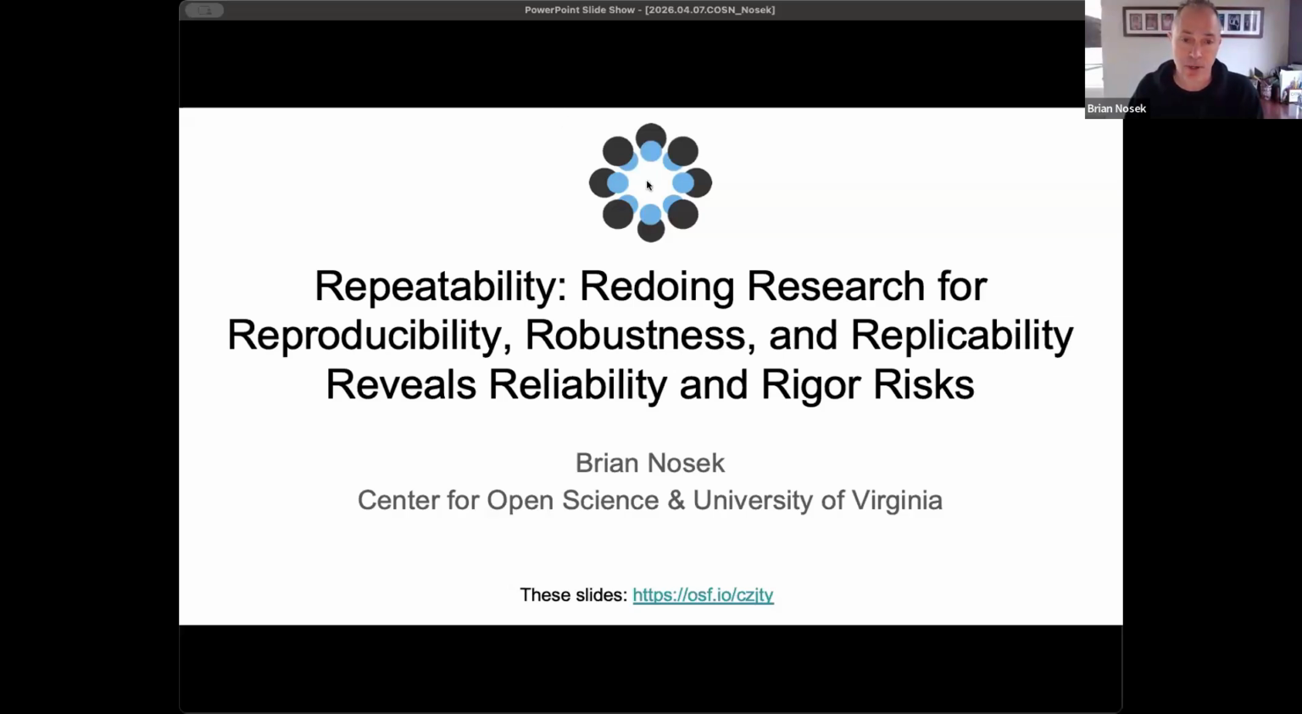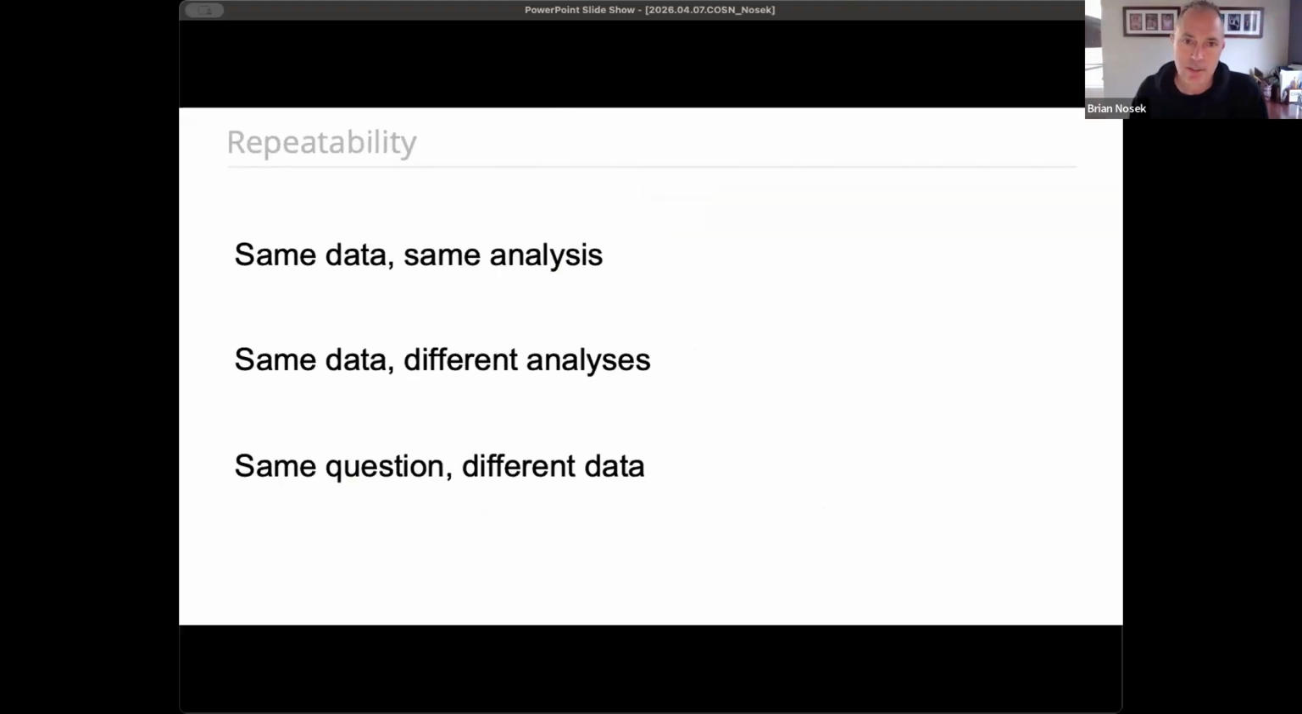Let me start with some fundamental terms that are used in various ways for understanding the reliability of research evidence. There are three that are of central interest to the SCORE project. When we conduct the same analysis on the same data, we should observe the same result that was reported in the original paper. We refer to this as being reproducible. This is distinct from when you take the same data and apply alternative analysis strategies to test the same question. We consider that evaluating whether the finding is robust.